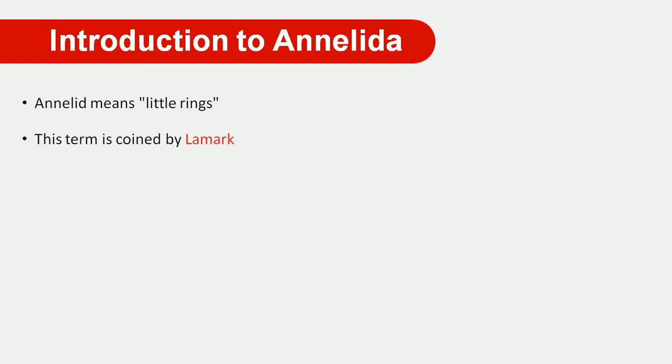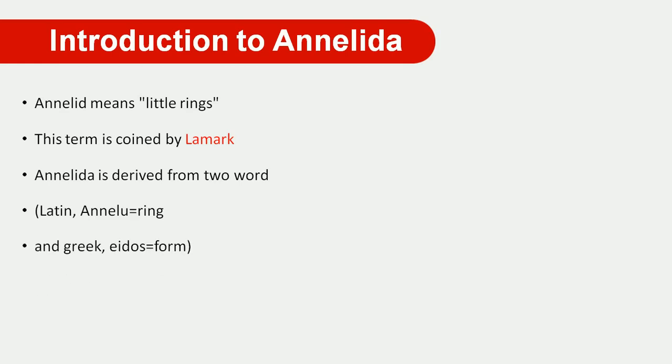The term Annelida was coined by the scientist Lamarck, and this word is derived from two words. The first is a Latin word, annulus, which means ring, and the other is a Greek word, eidos, meaning form. This ring-formed animal is known as Annelida, or vermiform animal.